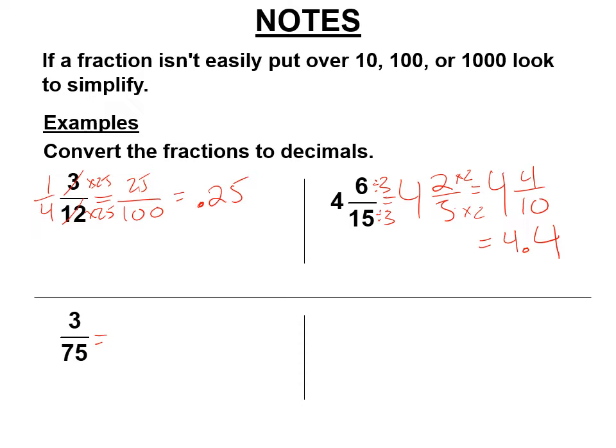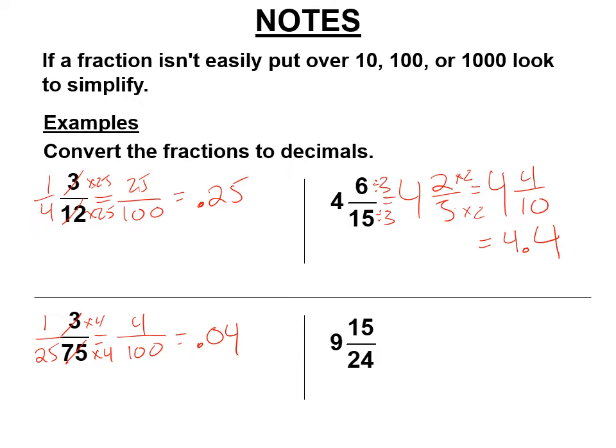3/75, right? Now this is interesting, right? We're trying to make this over 10, 100, or 1,000. Let's simplify it: 3 divided by 3 is 1, 75 divided by 3 is 25, 1/25. So 25 times 4 is 100. This is 4 hundredths, or 0.04.